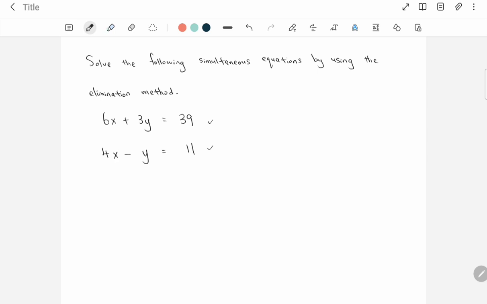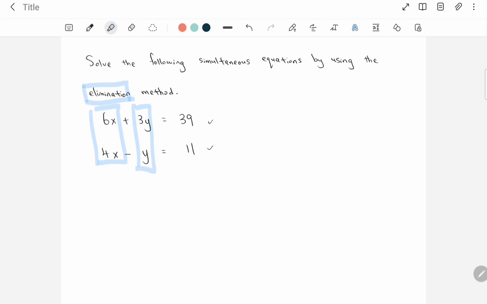Whenever we talk about the elimination method, we have to remember that if we're trying to use the elimination method to solve the problem, we need to make sure either the x or the y is the same. Either x or y has to be the same.